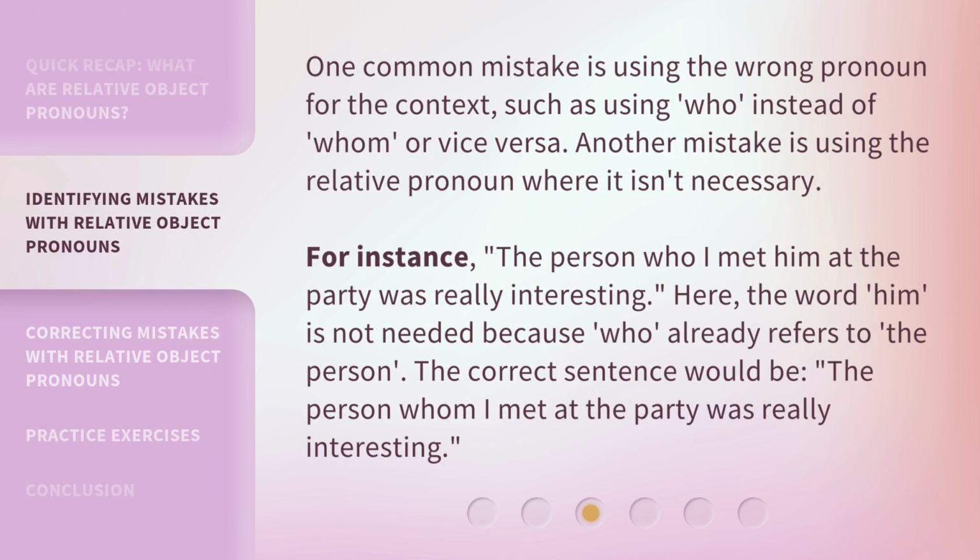One common mistake is using the wrong pronoun for the context, such as using who instead of whom, or vice versa. Another mistake is using the relative pronoun where it isn't necessary. For instance, the person who I met him at the party was really interesting. Here, the word him is not needed because who already refers to the person. The correct sentence would be, the person whom I met at the party was really interesting.